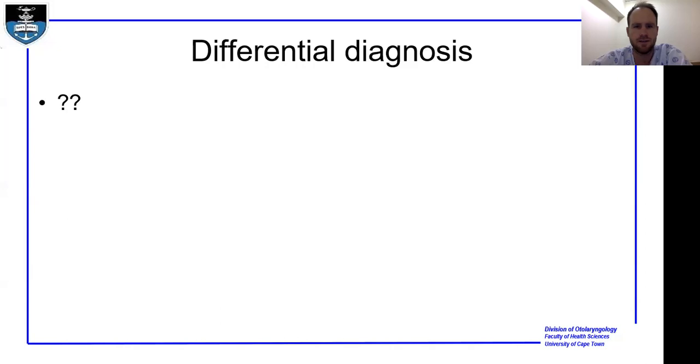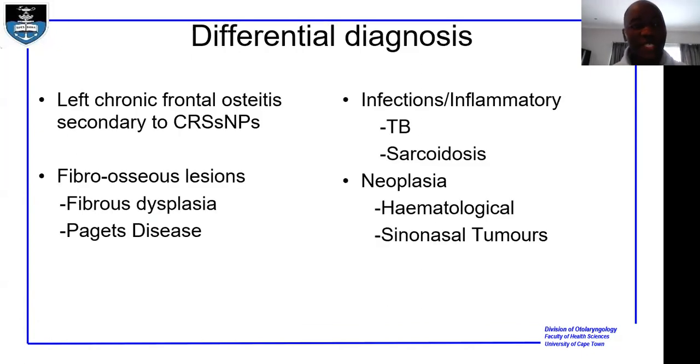Thank you very much, Tasia. Raphael, do you agree? Yes, I do agree. So that's what we thought about. We thought the top one was the left chronic frontal osteitis, secondary to a chronic rhinosinusitis without nasal polyps. But we also thought, because of the bony changes, maybe there's a possibility it could be fibrous dysplasia or Paget's disease. We also thought of infections, like TB or sarcoidosis, and also neoplasia, hematological, very rare in the frontal sinus. And also we thought it could be sinonasal tumors, also very rare in the frontal sinus.